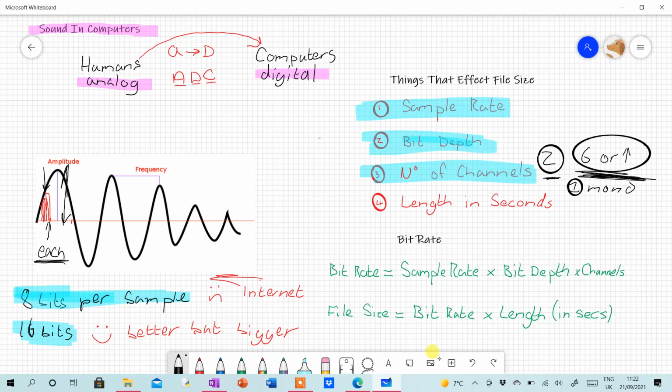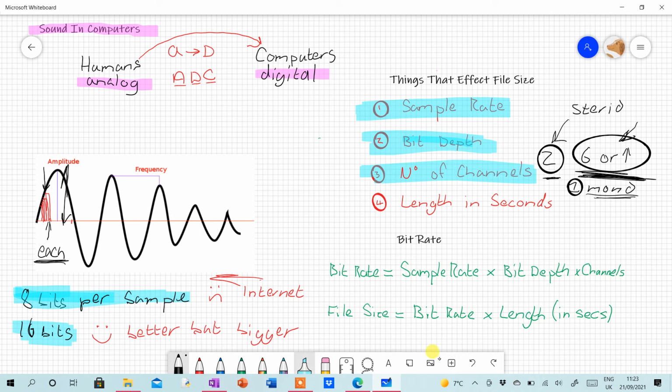We can have 1 channel, which is called mono. But it's not that common, and it was quite old-fashioned. I think my parents would have probably listened to mono speakers when they were about your age. It's not that common anymore. The most common one you're going to see is 2 channels, and that is stereo. But when you go to the cinema, your home sound system is going to have 6 or more, because that is surround sound.